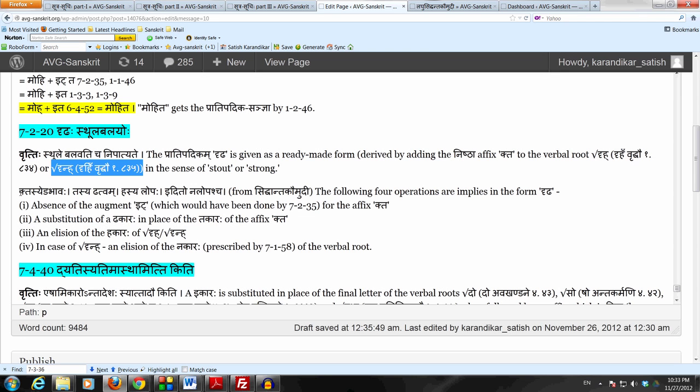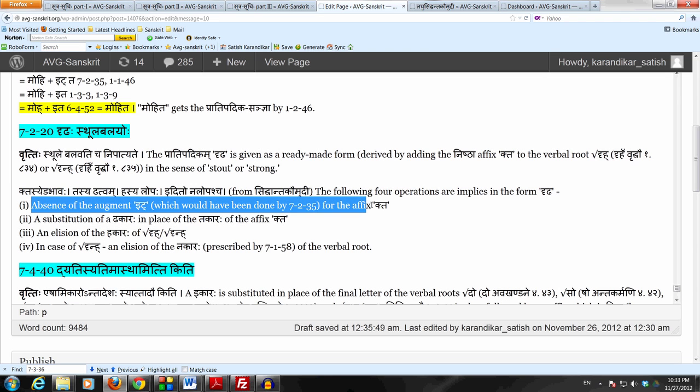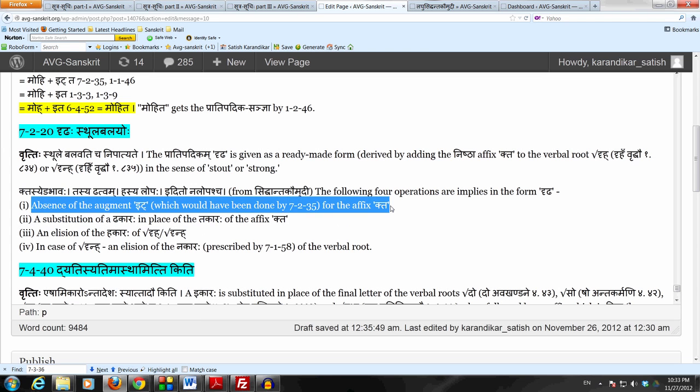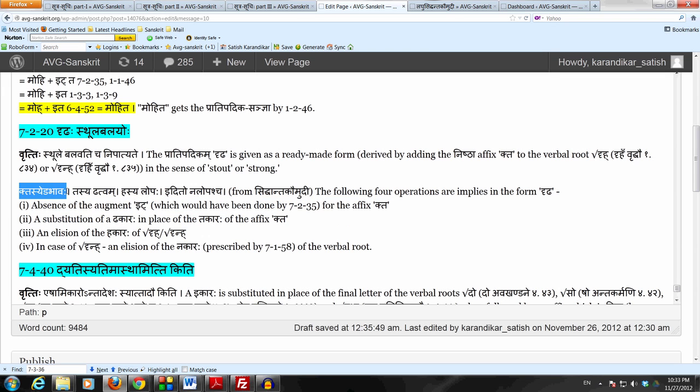Siddhanta Kaumudi gives a list of them. First operation is ktasyeda bhavaha. Ktasyeda bhavaha means ktasya id abhavaha. So this affix kta which has been added here would have taken the augment it by the sutram 7-35 ardhadhatukasya valadehe, but that is now being prohibited again only in these two meanings, sthula balayoho. That's the first operation which is implied in this form dridha, which is the prohibition of the idagamaha.